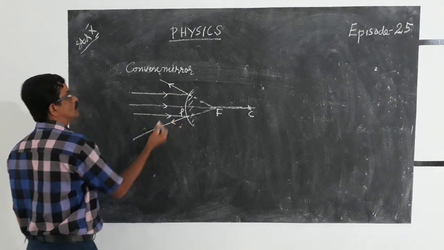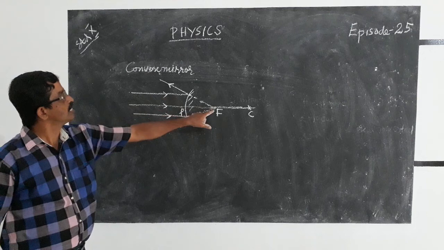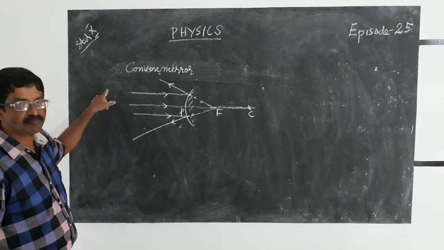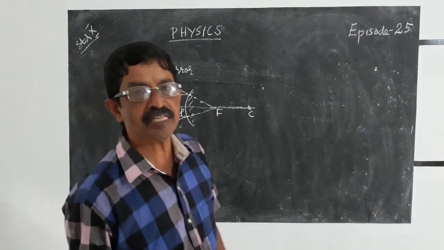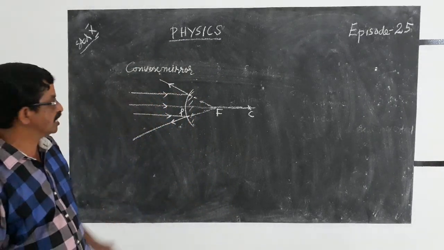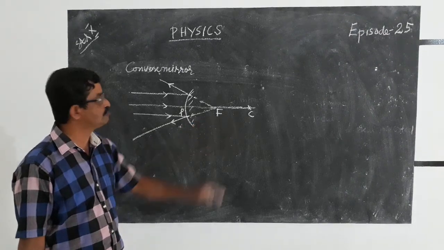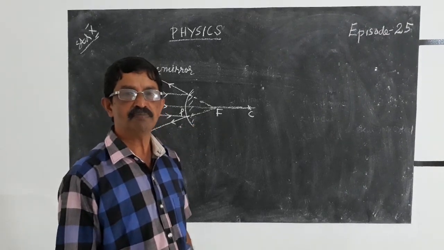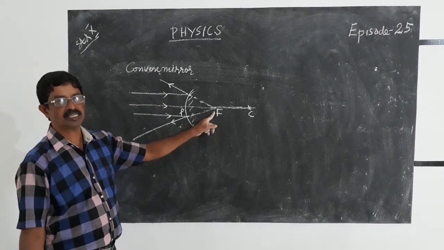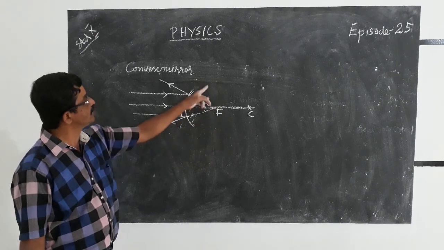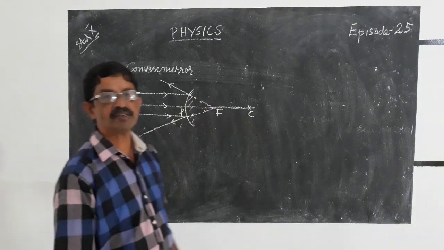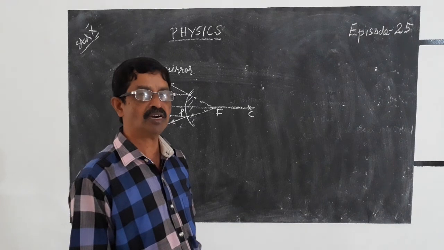So this is the position of the image when the object is at infinity. When we place an object at infinity, where do we get the image in the case of a convex mirror? We get the image at its focus. So the position is at the focus of the mirror. This image is highly diminished. That means it is very small.